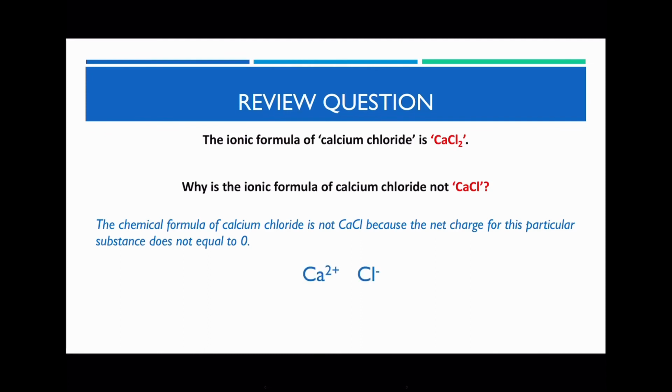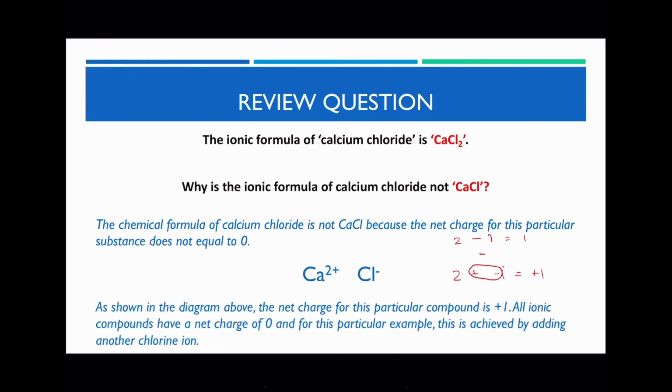So we know that calcium has a net charge of +2 when it becomes an ion. Chlorine will have a net charge of -1. In this case, +2 plus a -1 equals +1, because a negative and a positive makes a takeaway. So essentially it becomes 2 take away 1, that becomes +1. So the net charge of this particular substance is +1, not equal to 0. So as shown in this diagram above, the net charge for this compound is +1. All ionic compounds must have a net charge of 0.